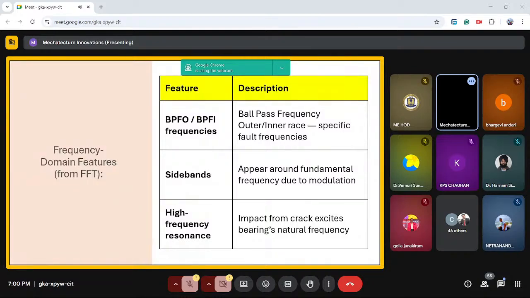And also, in the frequency domain, it calculates what we call the ball pass frequency of the outer race and the ball pass frequency of the inner race, in the normal condition and in the abnormal condition. And it also looks for the side bands. As I told you, if there is no side band, then there is no crack. The appearance of side bands indicates the presence of a crack, and it also checks the high frequency resonances, which means the harmonics that are coming up. So these are all the data that are used.